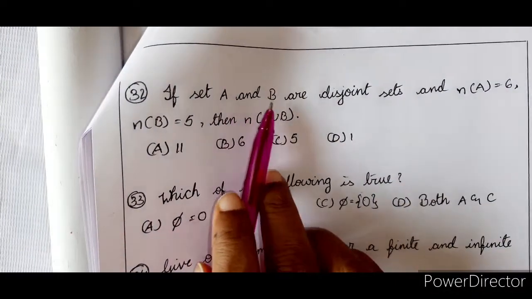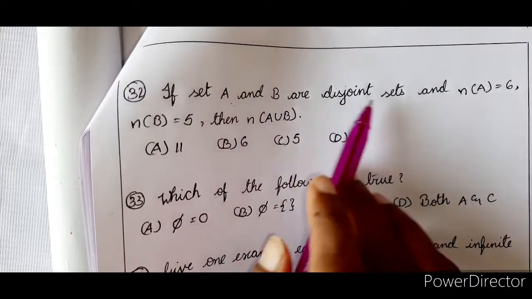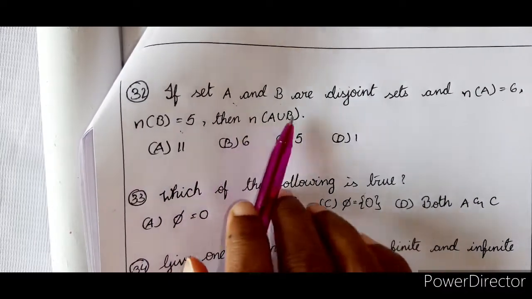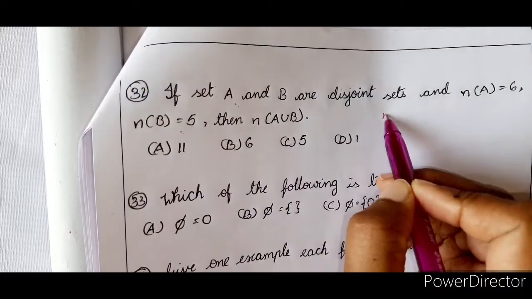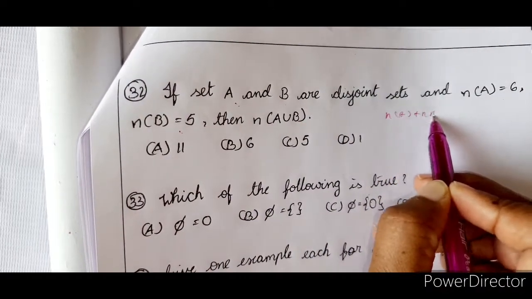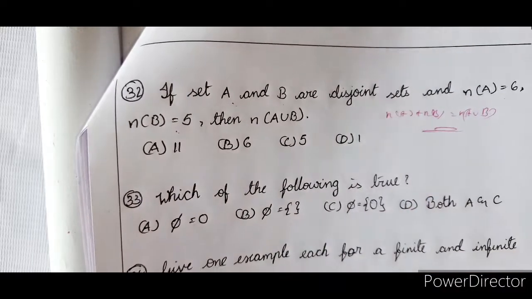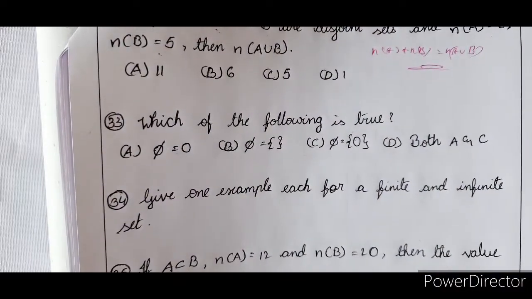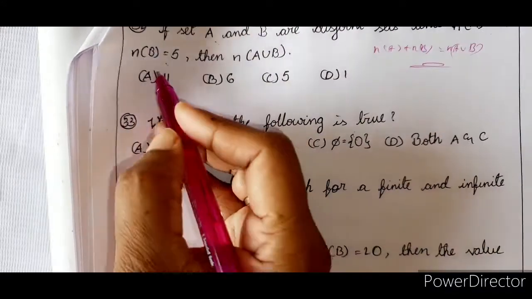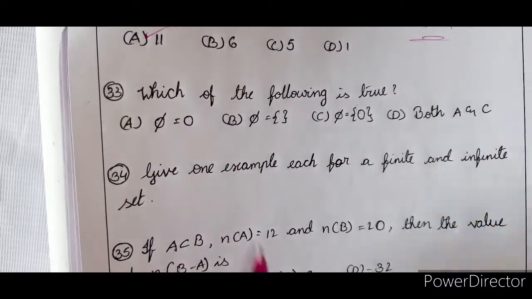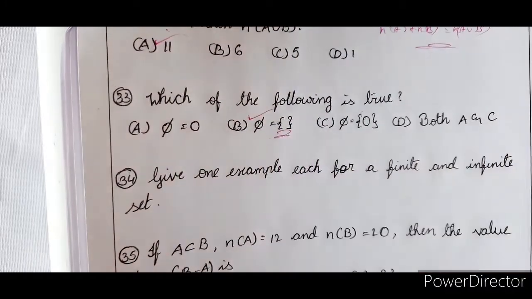Let sets A and B be disjoint sets. Disjoint again, and n(A) is equal to 6 and n(B) is equal to 5. Then n(A union B), disjoint sets. So therefore n(A) plus n(B) is equal to n(A union B) in case of disjoint sets. So therefore the sum is 11. 6 plus 5, 11. Which of the following is true? 5 is equal to 0 is wrong. 5 is equal to empty set is right.